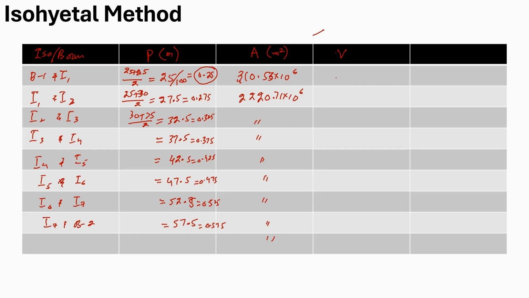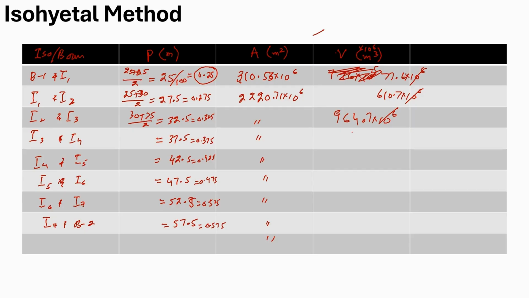When you multiply this meter precipitation with this meter square area, you will get the volume of total precipitation. Volume will be 77.6 cross 10 raised to power 6, and the next one will be 610.7 cross 10 raised to power 6, and in the same way we will multiply the 0.275 with 222.71 and get 964.7 cross 10 raised to power 6. We don't need to write 10 raised to power 6 with each term; each answer has a 10 raised to power of 6 with it.